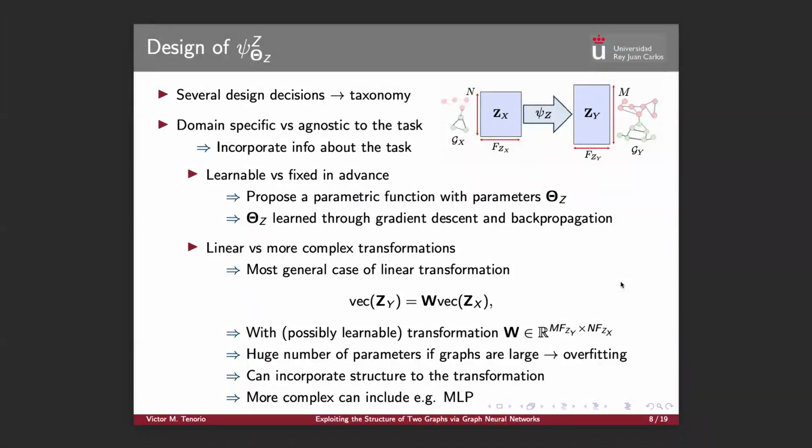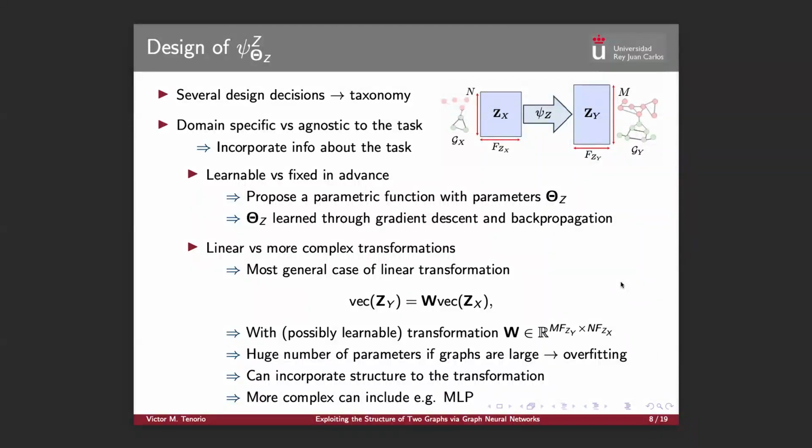If these graphs are big, this matrix will have a huge number of parameters, and we could have a scenario of overfitting. We could be overfitting to the underlying task because we have a lot of parameters. But still, we can try to put some structure into the transformation, as I will explain next.